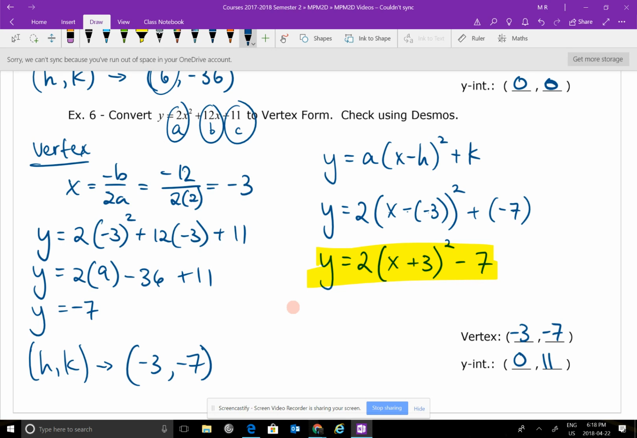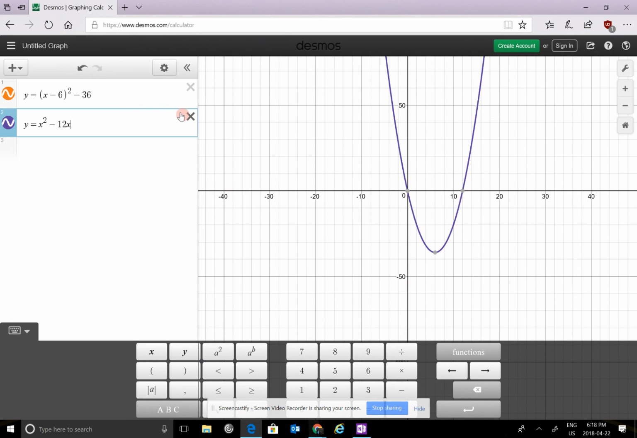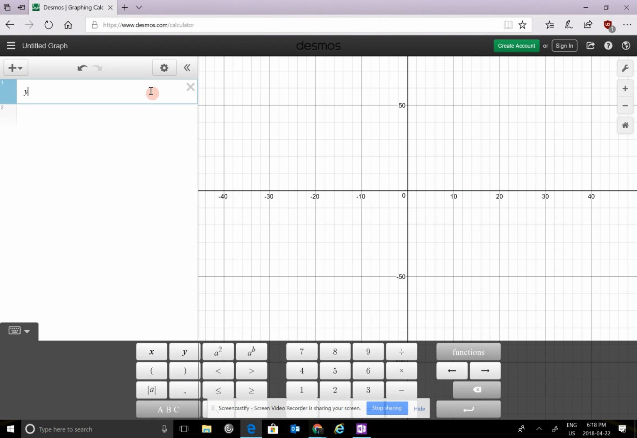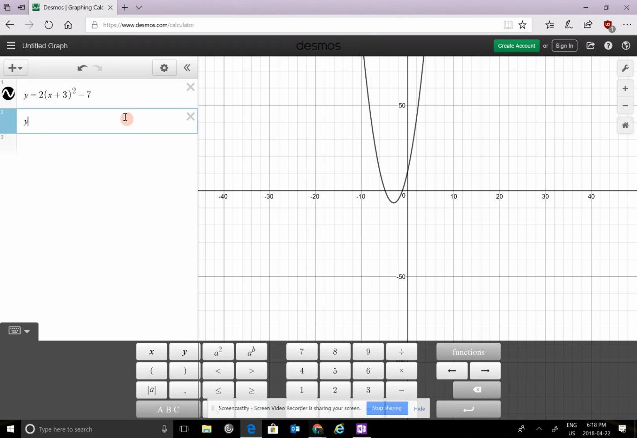And we're going to plot this graph just to show you that this is also equivalent to the standard form. So let's go back to Desmos. And we're going to write here, let's erase these graphs. So y equals 2 times x plus 3 squared minus 7. And the standard form given to us in the problem is y equals 2x squared plus 12x plus 11. And you can see the graphs line up. The standard form and vertex form are equivalent equations.